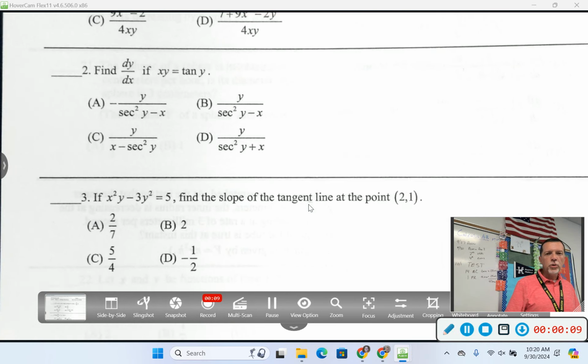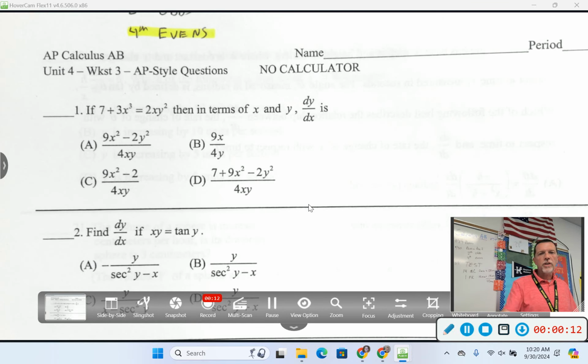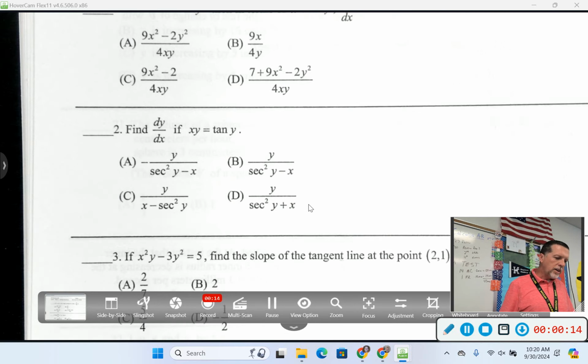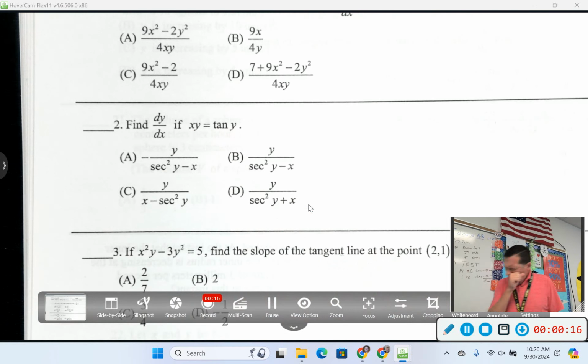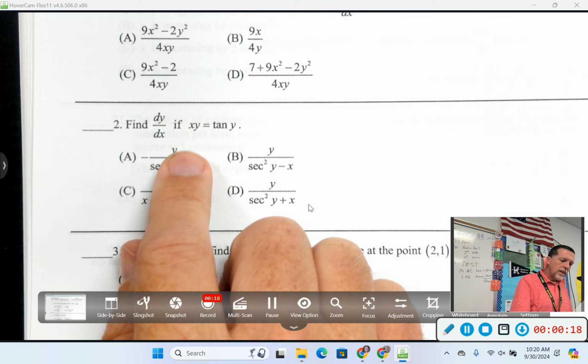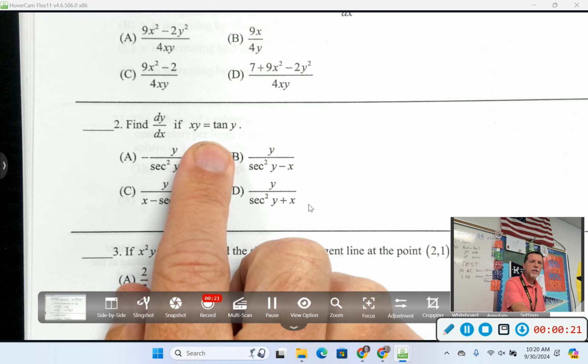Number 2, again, the odd video is posted elsewhere if you're looking for those. Number 2, find dy/dx if xy equals tangent of y.